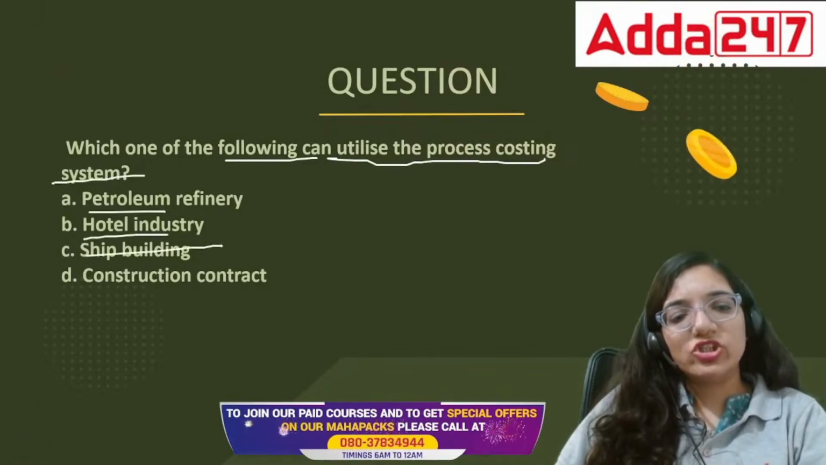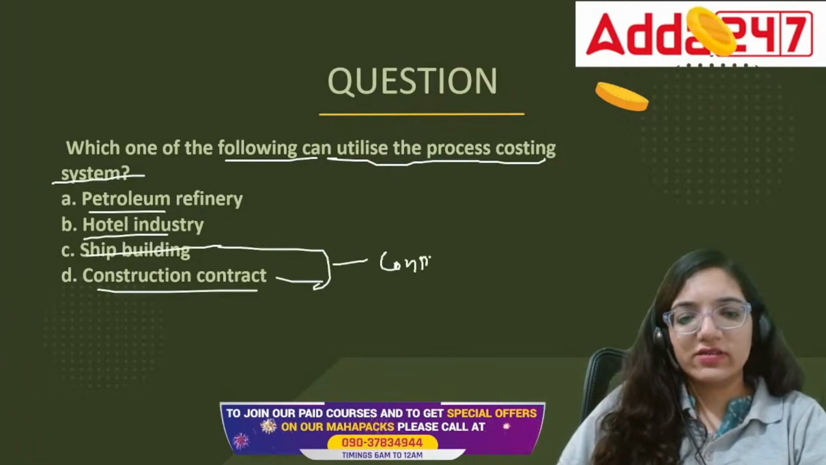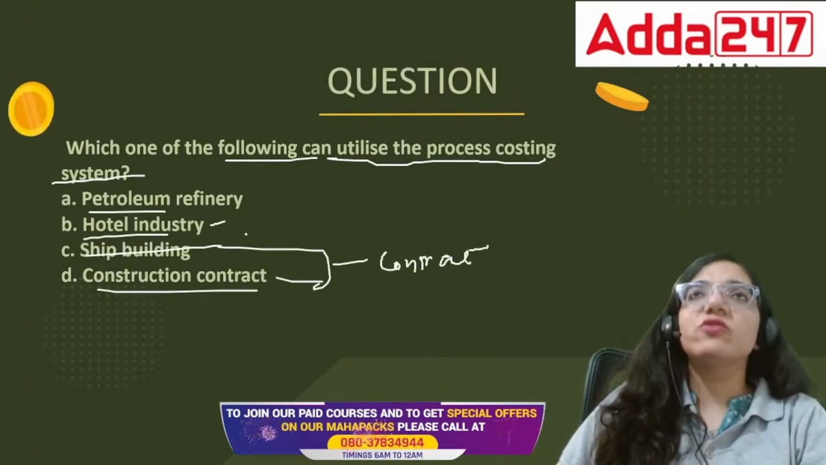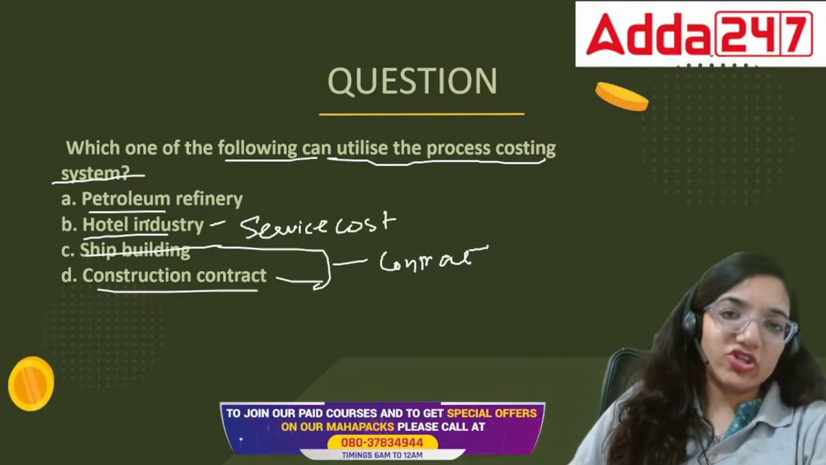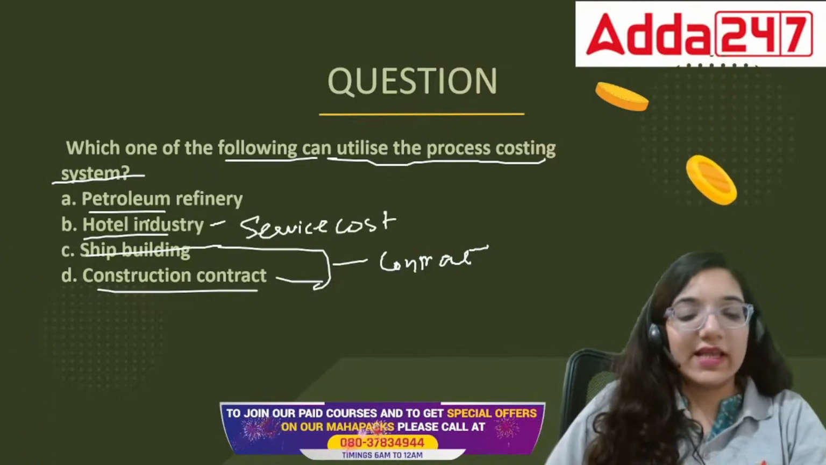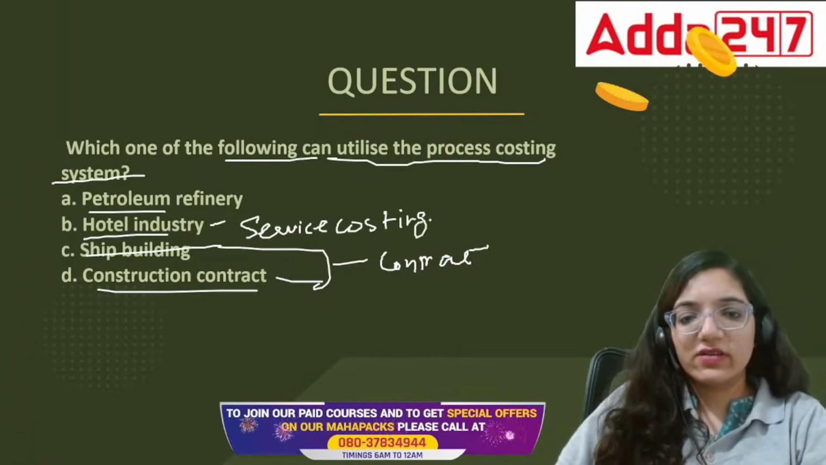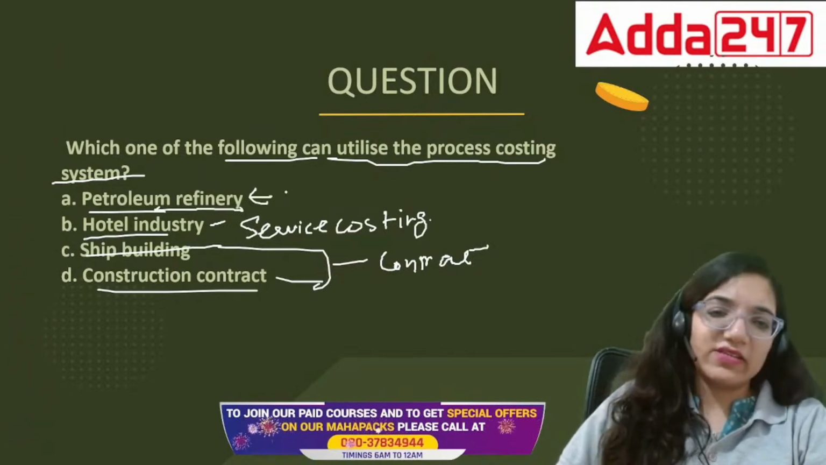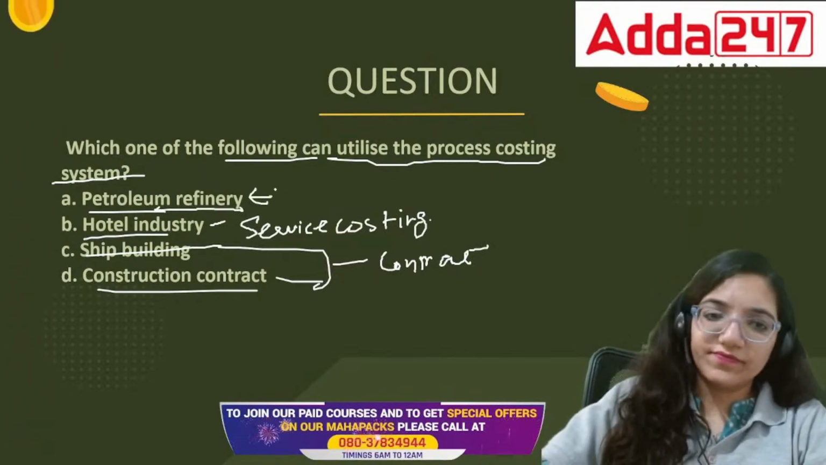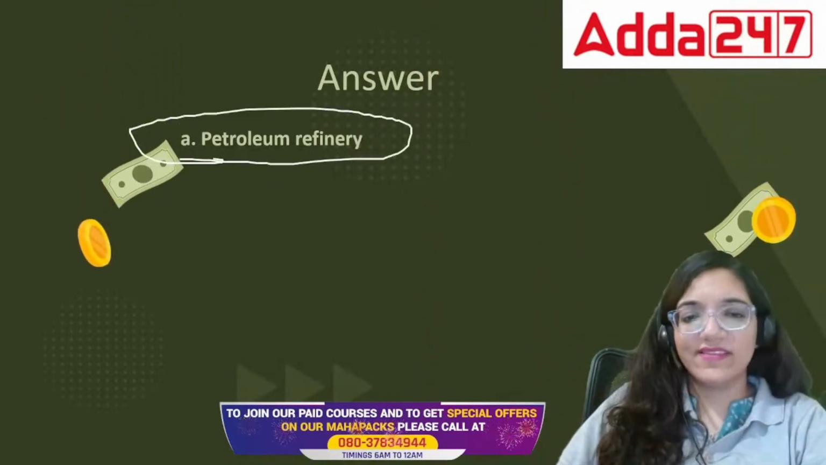Next question. Which one of the following can utilize the process costing system? Petroleum, hotel, shipbuilding, construction. Construction and shipbuilding use contract costing. Hotel industry uses service costing. So what's left? Actually, shipbuilding and construction contracts are very long, lengthy tenure-based contracts. So this is service costing. And then we have the petroleum refinery. For the petroleum refinery, I think I can take it in the process costing. So it would be petroleum refinery. Done.